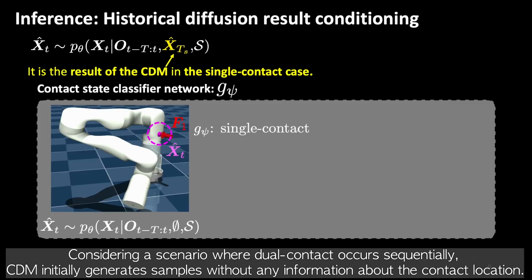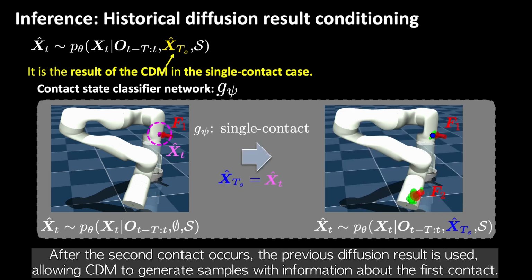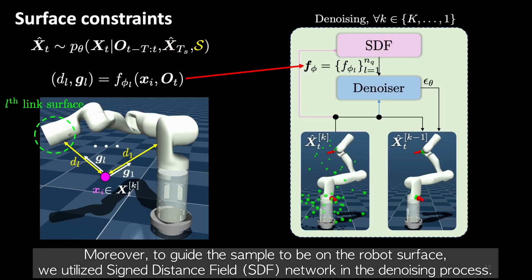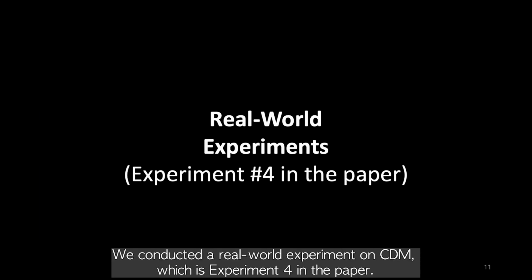Considering a scenario where dual contact occurs sequentially, CDM initially generates samples without any information about the contact location. After the second contact occurs, the previous diffusion result is used, allowing CDM to generate samples with information about the first contact. Moreover, to guide the sample to be on the robot surface, we utilize a signed distance field, SDF, network in the denoising process. We conducted a real-world experiment on CDM, which is experiment 4 in the paper.